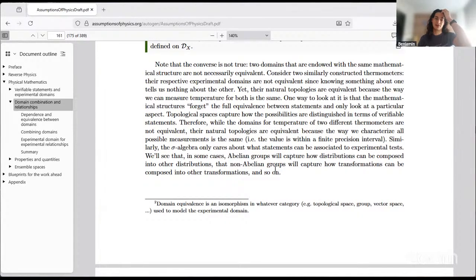One way to look at this is that the mathematical structures forget the full equivalence between statements and only look at a particular aspect. Topological spaces capture how the possibilities are distinguished in terms of verifiable statements. Therefore, while the domains for temperature of two different thermometers are not equivalent, their natural topologies are, because the way we characterize all possible measurements is the same, i.e. the value being within some finite precision interval. Similarly, the sigma algebra only cares about what statements can be associated to experimental tests. We'll see that in some cases, abelian groups will capture how distributions can be composed into other distributions, and that non-abelian groups will capture how transformations can be composed into other transformations, and so on.